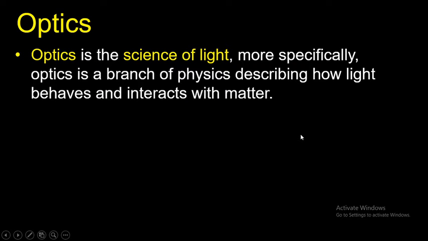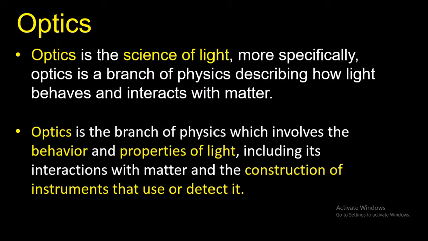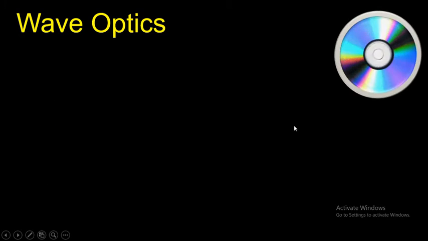Optics is the science of light. More specifically, optics is a branch of physics describing how light behaves and interacts with matter. During the second quarter we were able to discuss optics, specifically geometric optics. It's important to note that we're dealing with wave optics, and wave optics is different from geometric optics. When we talk about the behavior and properties of light, we're dealing with optics: its interaction with matter and the construction of instruments that use or detect it. When you make a magnifying glass, a telescope, or a lens, we are studying optics.